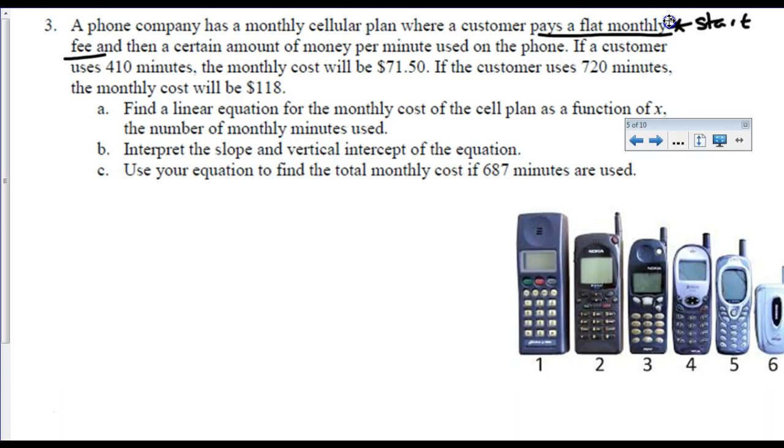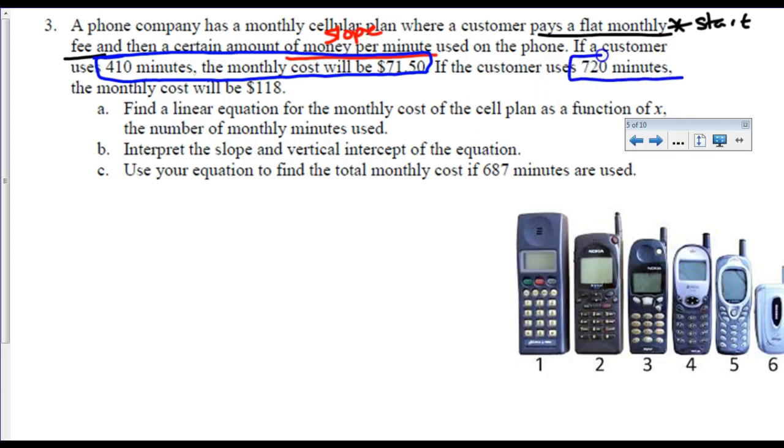and then a charge per minute. So that would be slope. So first they're going to give us some clues. It says if a customer uses 410 minutes, the monthly cost will be $71.50. So that's like an ordered pair in its own. And then another customer, or maybe the same one in another month, 720 minutes, the cost is $118.